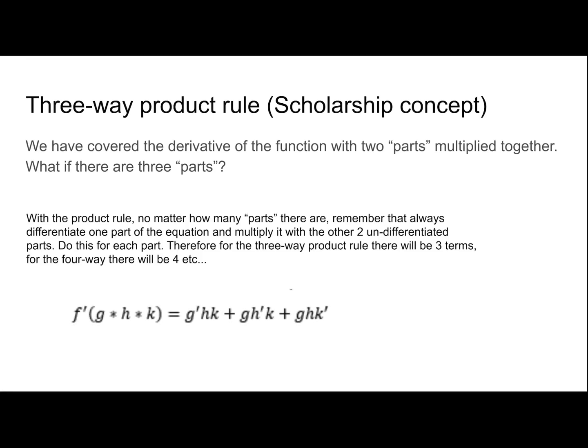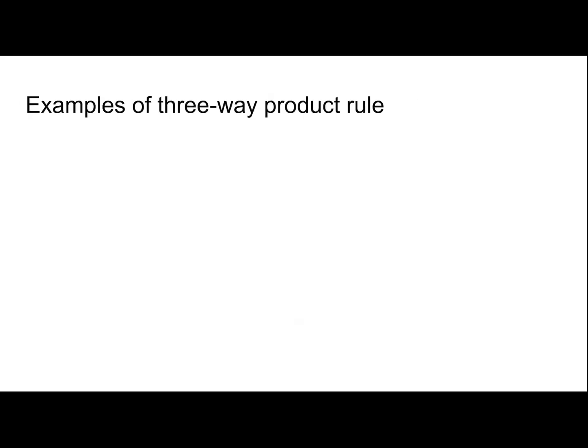So our formula is actually f dash. If we have a function g times a function h times a function k, we'll get g dash h times k plus g h dash k plus g h k dash. So as you can see here, for each of these terms, only one of the functions is actually differentiated, and all the other ones are the non-differentiated terms, okay? And then we're going to be doing that for every single term. So like I said, for the three-way product rule, there'll be 3 terms. For 4-way, there'll be 4 terms, etc.